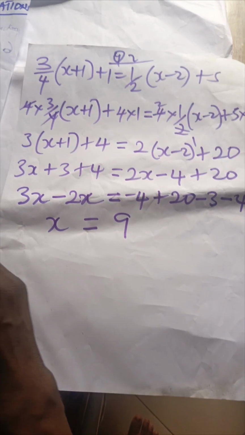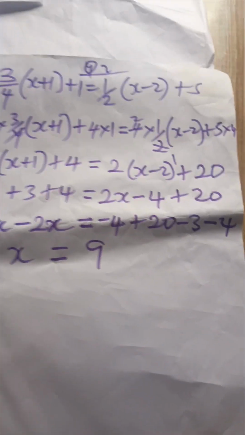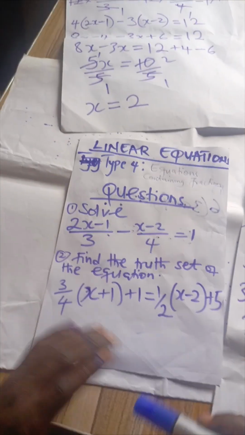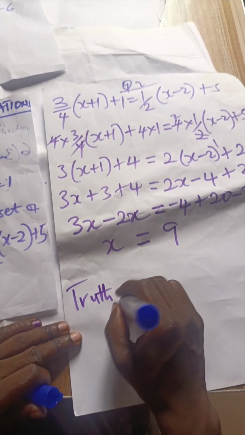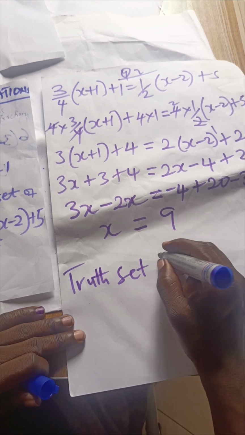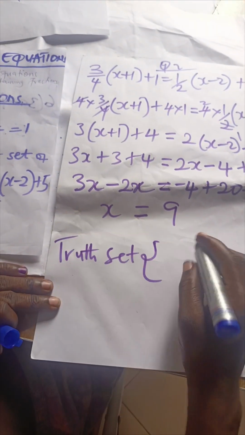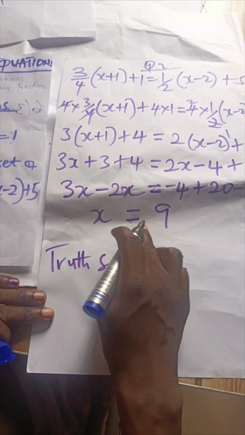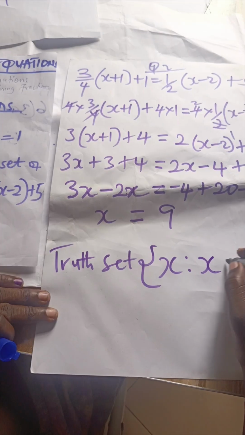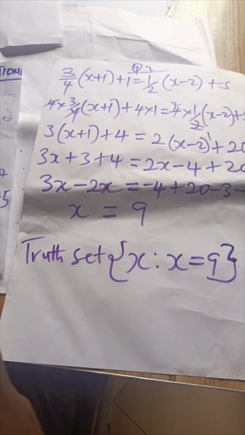Alright, so this is the end of the question 2. This is the solution for the question 2. Now the question is saying that we should find the truth set. So you write truth set, then you bring your curly bracket like this. Since we solve for x, you write x is such that, then you write your answer, x is equal to 9. So this is the final answer. This is our truth set.